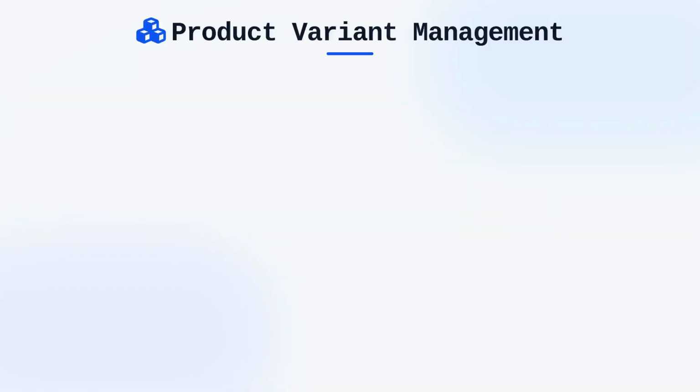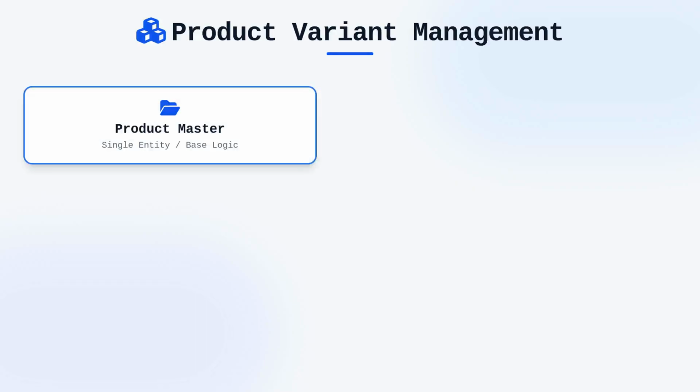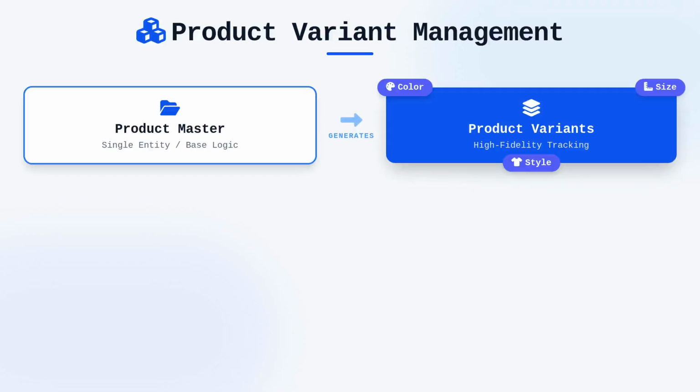Product variants offer a sophisticated way to manage complexity without ballooning your item master with thousands of redundant records. By utilizing product masters, you define a single entity that supports various combinations of color, size, style, and configuration dimensions. When you link these dimensions, the system generates the necessary variants that allow for high-fidelity inventory tracking without manual intervention.